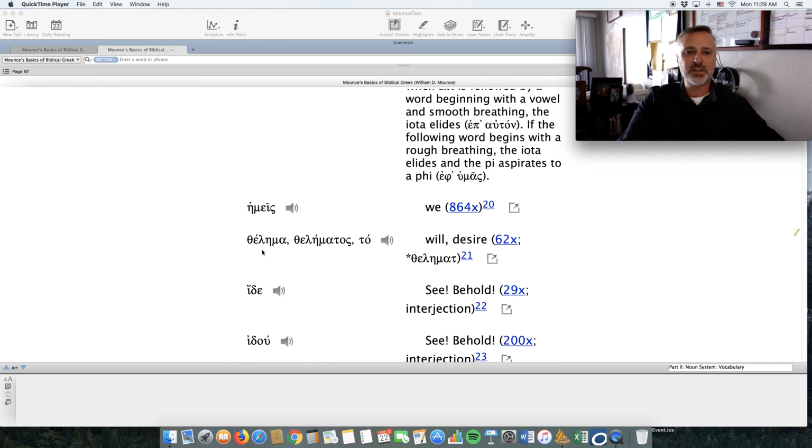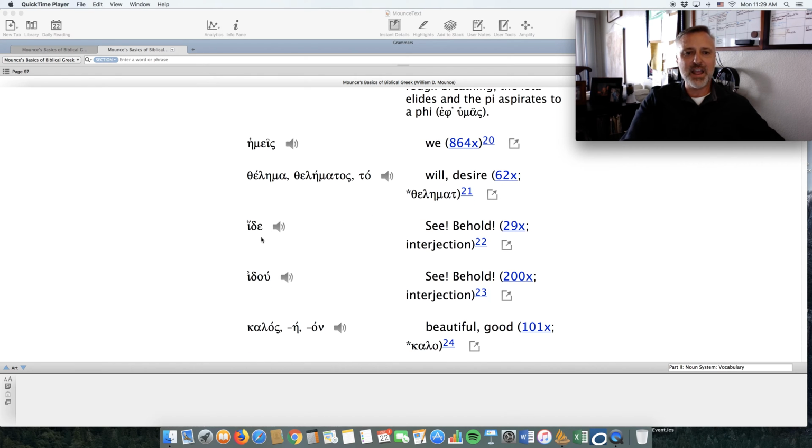I always remember this because I had an Aunt Thelma, God rest her soul. And my Aunt Thelma, she was awesome, but she had very strong opinions. She was very willful and beautiful and awesome. But I always remember thelēma means will because my Aunt Thelma was a very strong-willed, wonderful person. And it just brings a real joy to me to remember my Aunt Thelma.